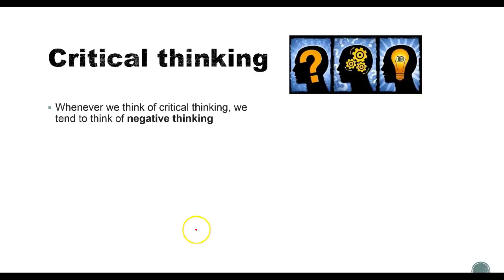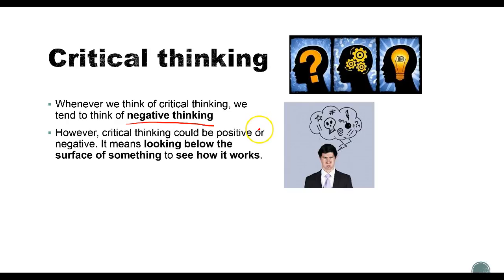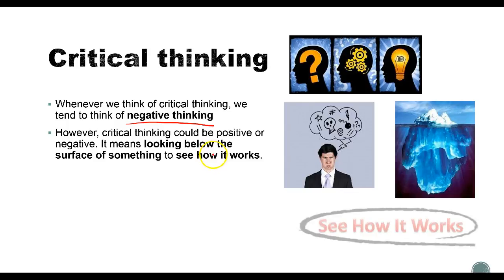So when most people think of critical thinking, they think of negative thinking, like this guy with lots of angry thoughts, or they think of reviewers who are just sort of hypercritical and never like anything. And it's true that that is critical thinking. But in reality, critical thinking could be either positive or negative, because critical thinking means looking below the surface of something to see how it works.